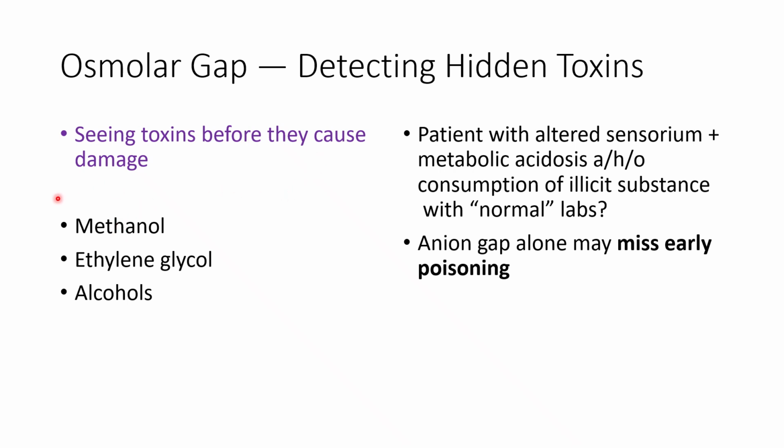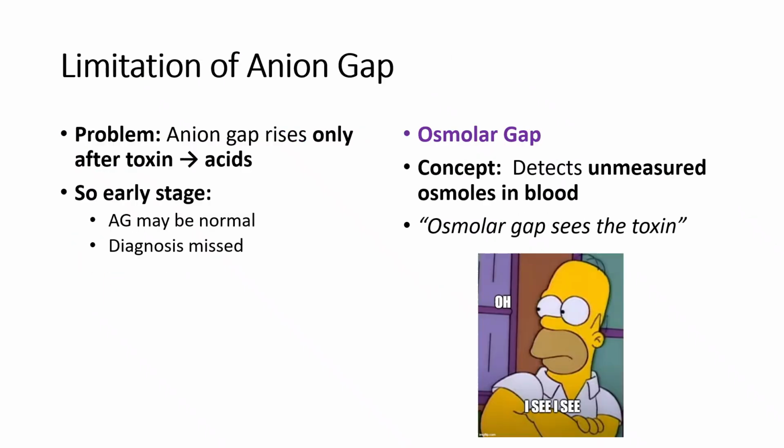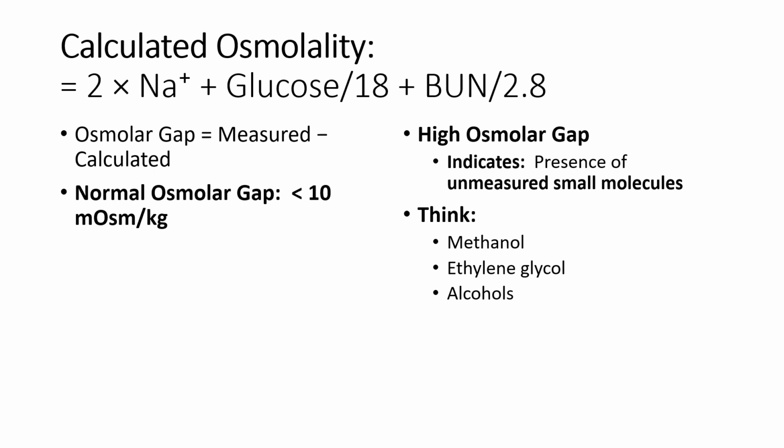It is the metabolism of these substances that leads to toxic products that cause the change in the anion gap and also lead to disease. So in case a patient comes early and you suspect them, you can check the osmolar gap far before they start to cause any toxicity. Again, the limitation of the anion gap is that it rises only after the toxin has been converted into the acid. So in the early stage, anion gap can be normal. You can miss the diagnosis, so you can check the osmolar gap, which checks the unmeasured osmoles in blood and sees the toxin.